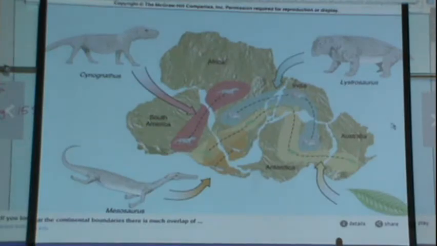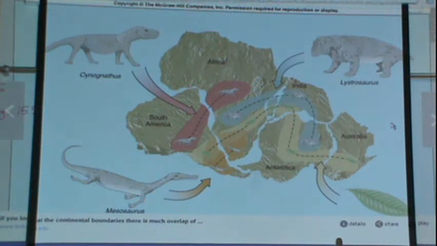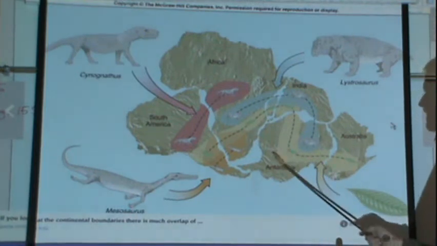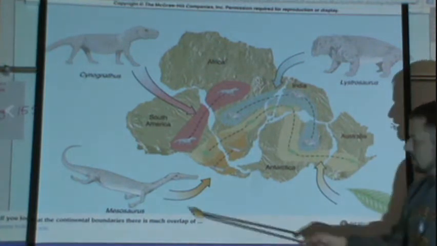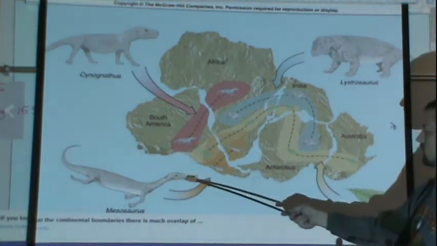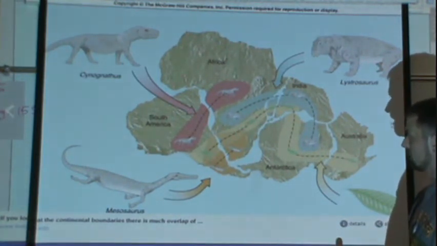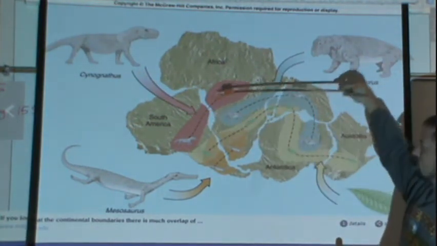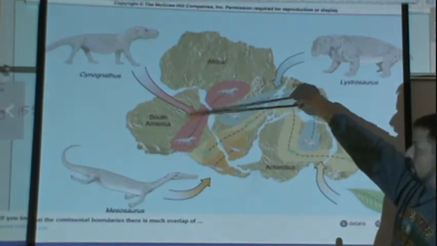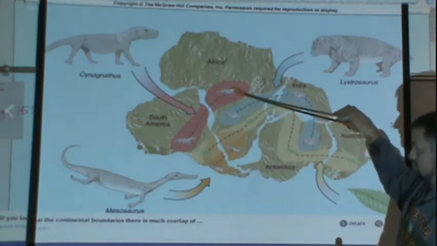So let's take a look at these fossils. You have fossils of animals and plants that cannot travel across the ocean, but they're found on these different continents that today are thousands of miles apart. The Mesosaurus is a freshwater dinosaur. It cannot swim across the ocean. It's salty. It would die. Okay? This Synognathus, another walking animal, cannot swim across the ocean, lives on land, and yet it's found in South America and Africa.